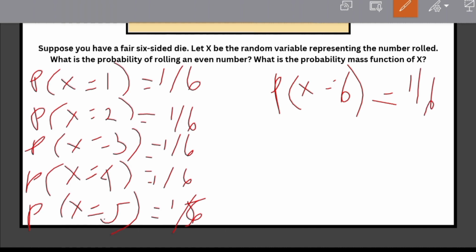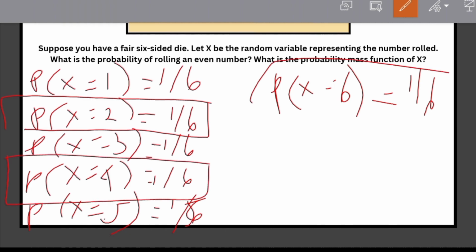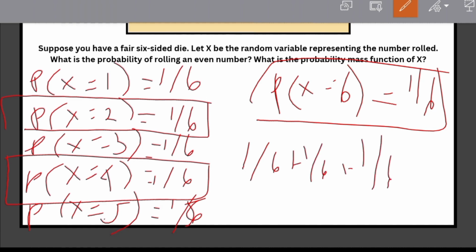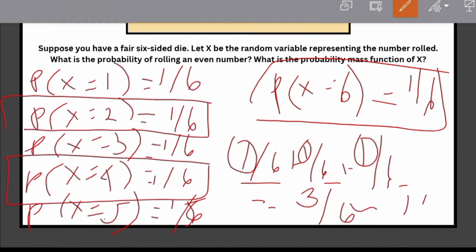So we're going to be looking for the probability of rolling an even number. And the even numbers are 2, 4, and 6. So what we need to do is just add all those up. So it will be 1/6 plus 1/6 plus 1/6. And since all of these are similar fractions, we just need to add the numerators. So it will be 3/6, or 1/2 if we simplify it. So our probability of getting an even number will be 1/2.